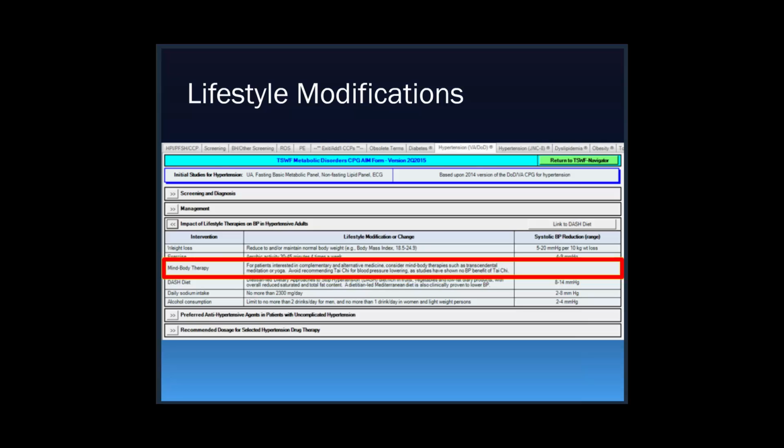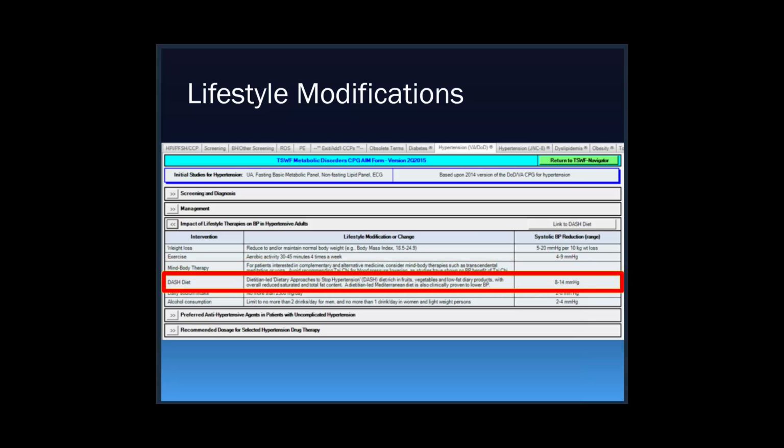However, the committee did see that there was a moderate body of evidence that Tai Chi does not lower blood pressure, so there's a strong against about recommending Tai Chi solely as a way to lower blood pressure. The DASH diet has great literature showing how it can lower blood pressure, so it gets a strong 4 recommendation.